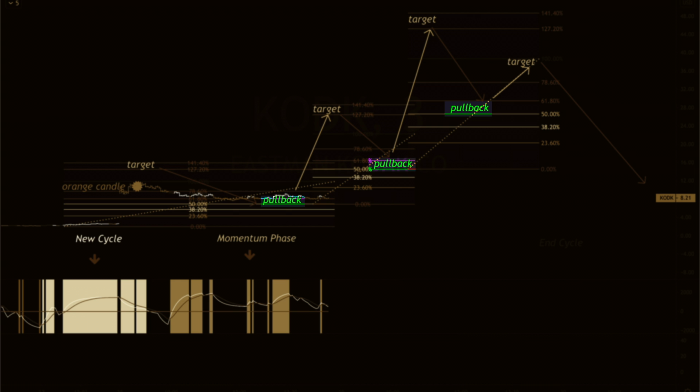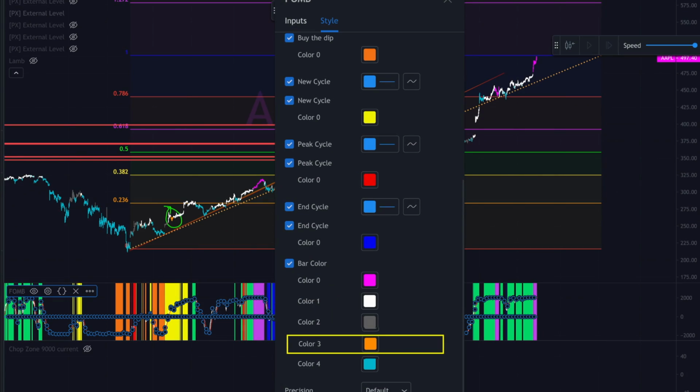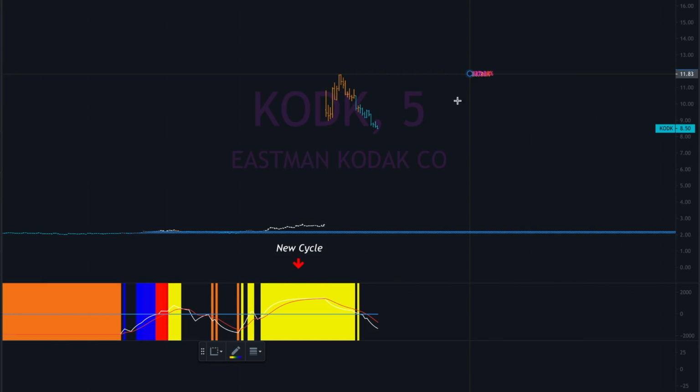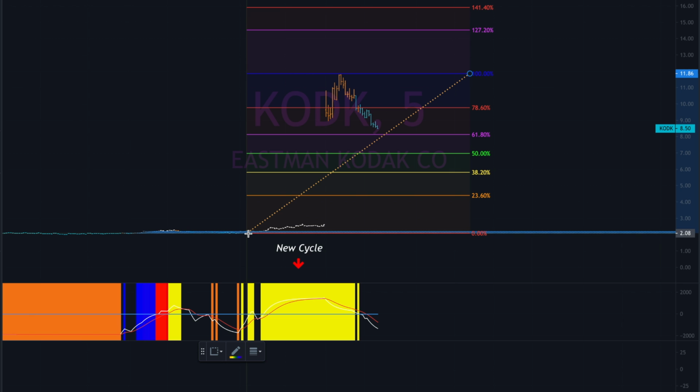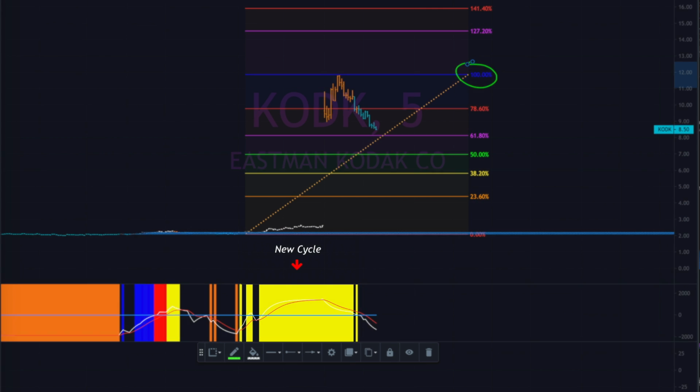Pre-pullbacks. The orange candles are the signal. For this strategy to work, make sure that bar color number 3 is orange. Starting from the top, drag the fib extension so that the orange candles sit below 100%. The color yellow indicates that this is a new market cycle.